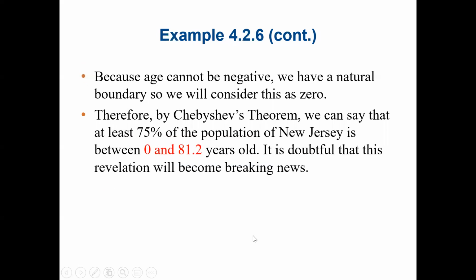So therefore, by Chebyshev's theorem, we can say that at least 75% of the population of New Jersey is between 0 and 81.2. Why do we say 75%? Because we remember Chebyshev's theorem is 1 minus 1 over K squared. So we get 1 minus 1 over 2 squared, and that will give us 0.75. So that will be 75%.